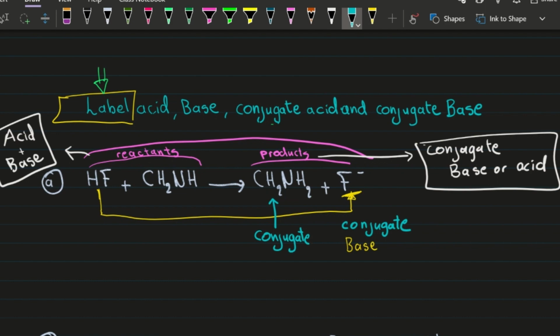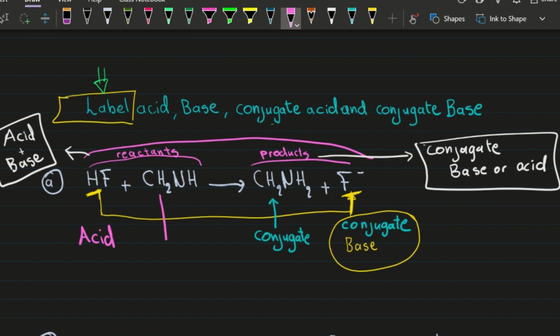Okay, so this one right here is a base because we lost that hydrogen over here. So because this is a base, then this guy is going to be the acid.